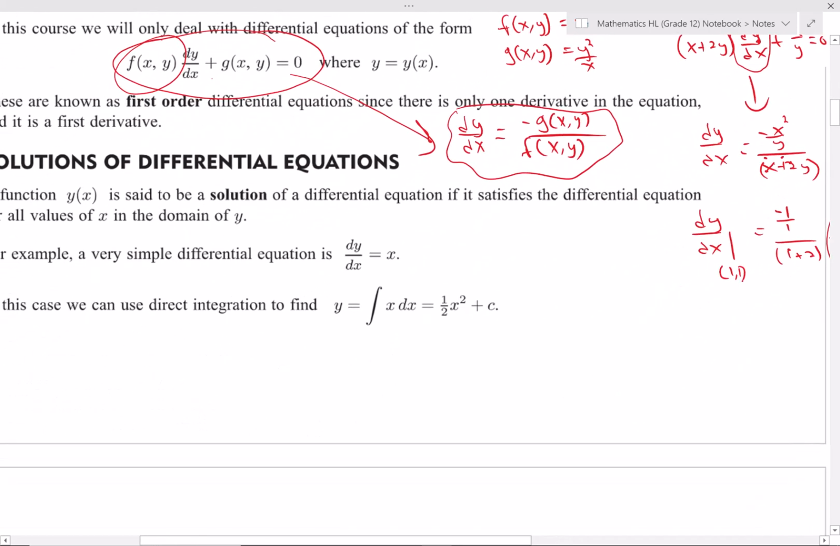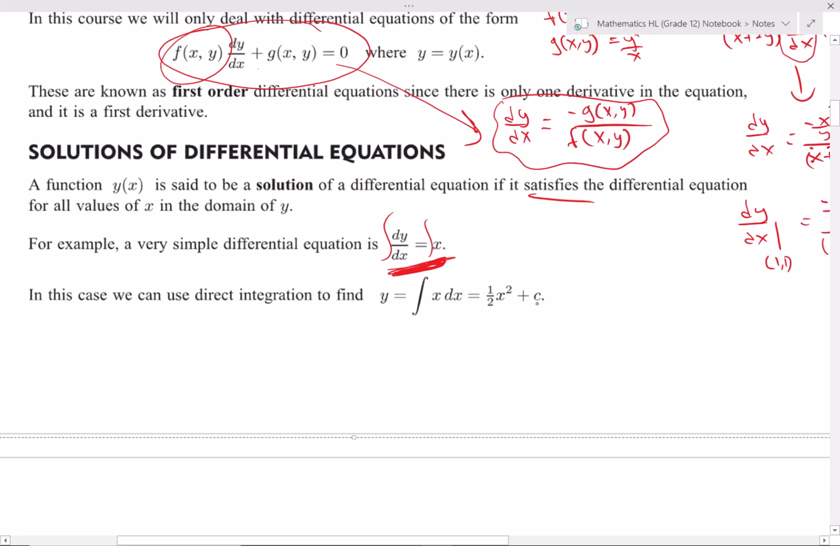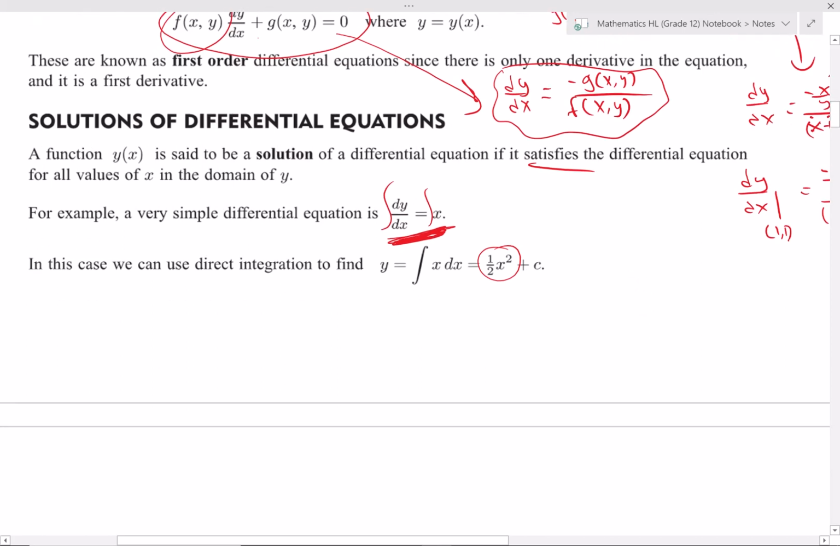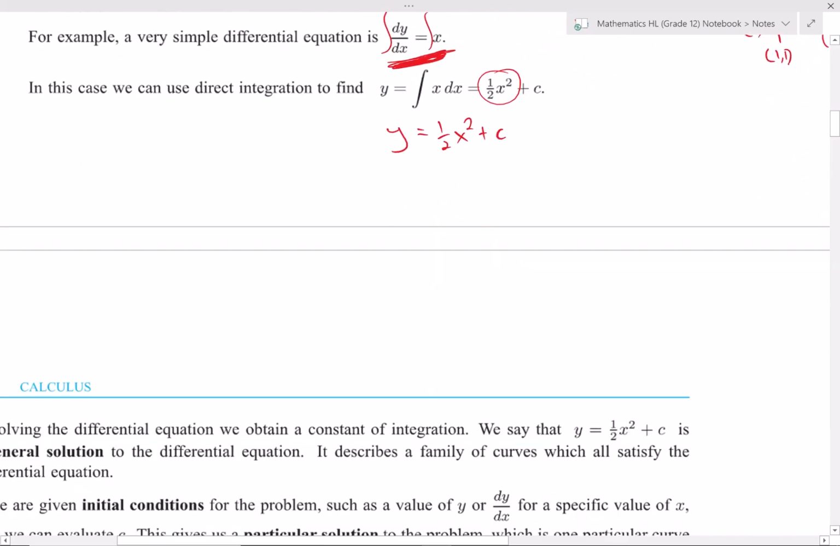All right, solutions to differential equations. We know it's a solution if it satisfies the differential equation for all values. Here's a very simple differential equation. We could solve this one by integrating both sides. If you integrate dy/dx, you just get y. And if you integrate x, you get 1/2 x squared plus c, using the power rule. And so we end up with this function y equals 1/2 x squared plus c, which we already know how to solve. We already know how to solve that kind of differential equation.